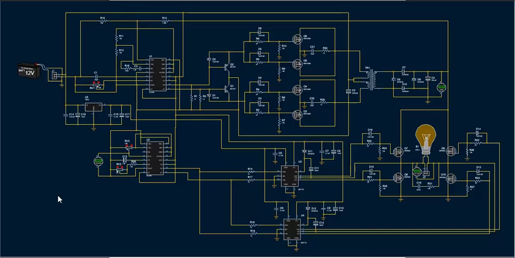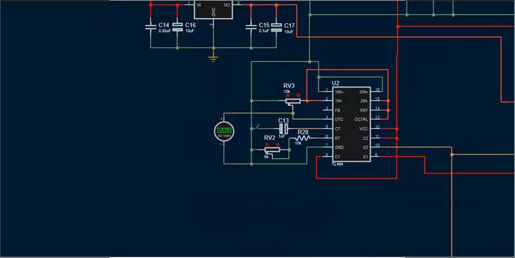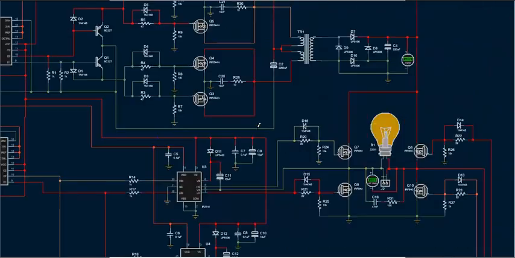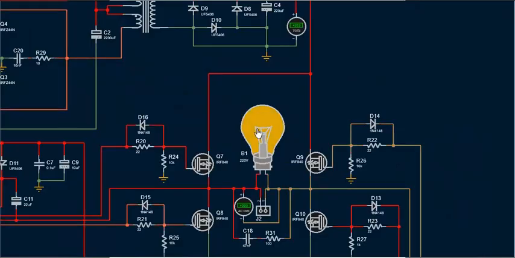Now I will run the simulation. The voltage at the DTC pin is 0.75 volts, and the output voltage of the first stage is approximately 315 volts DC, while the output of the second stage, that is, the output of the inverter, is around 220 volts AC.